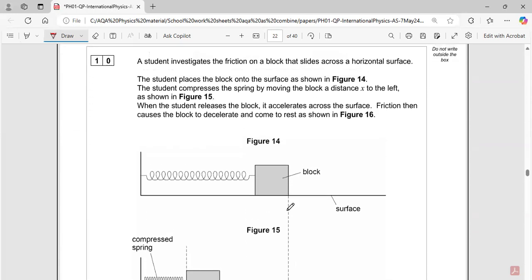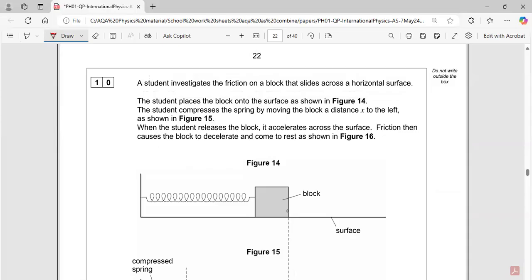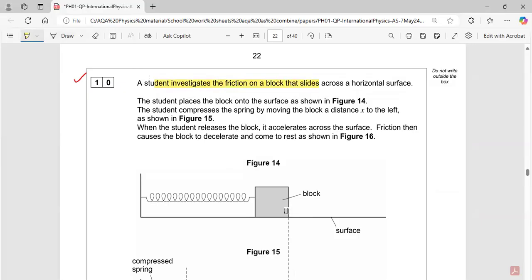Okay. Let's jump to the next question, the last question for this section. Well, this is again related to spring. A student investigates the friction on the block that slides across the horizontal surface. The student places the block onto the surface as shown in the figure. The student compresses the spring by moving the block a distance x to the left as shown in the figure. When the student releases the block, it accelerates across the surface. Friction then causes the block to decelerate and come to rest as shown in figure 16.